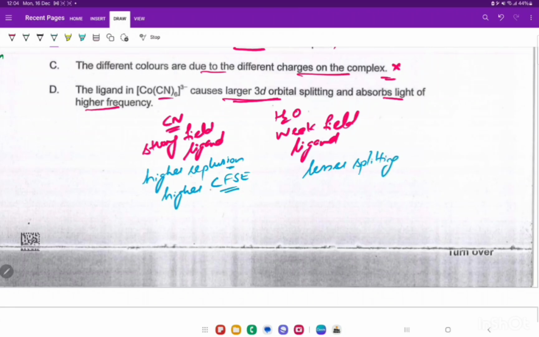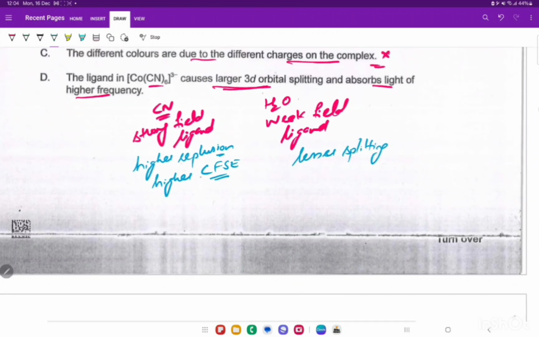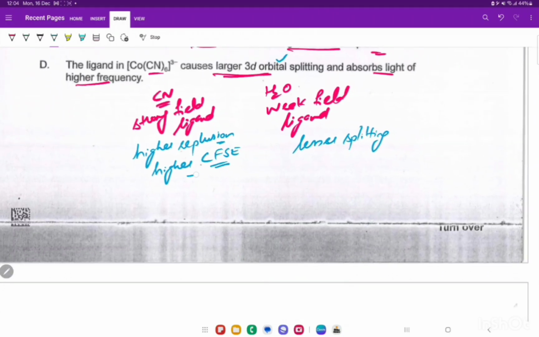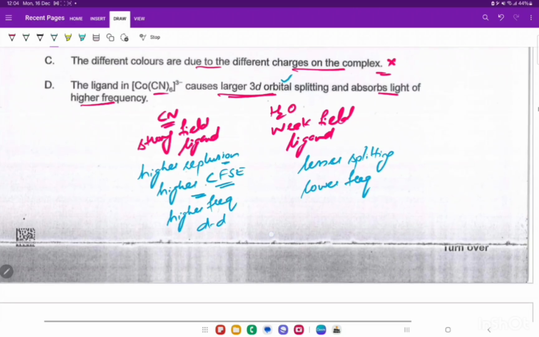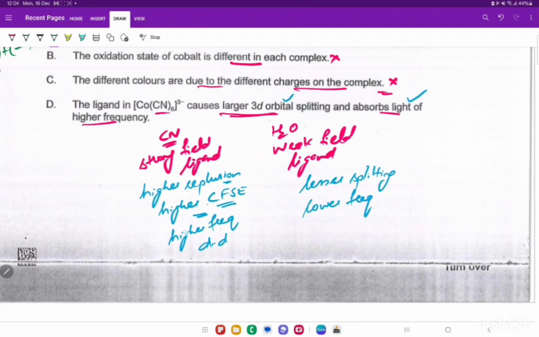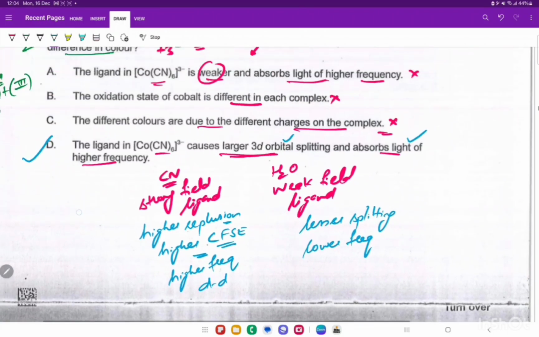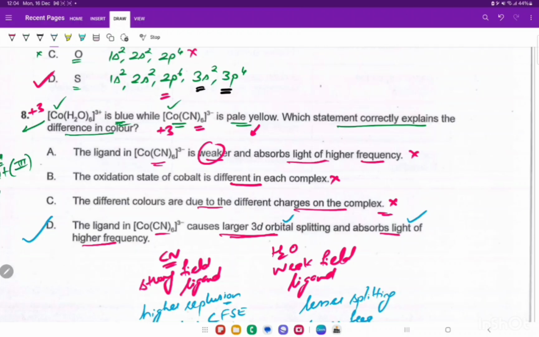It will be lesser splitting here, so it will have higher splitting there. When higher splitting is there, CFSE is higher. It requires light of higher frequency for the d-d transition, while the other requires light of lower frequency. Therefore, it absorbs light of higher frequency. Hence my answer D is the correct answer because all other options are wrong. CN is a weaker ligand, wrong. It absorbs light of higher frequency.